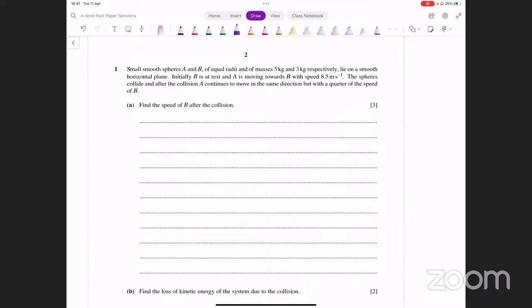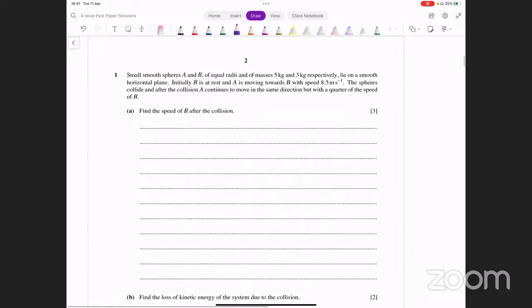So we have small smooth spheres A and B of equal radii and of masses 5 kg and 3 kg respectively. They lie on a smooth horizontal plane. Initially, B is at rest and A is moving towards B with speed 8.5 meters per second. The spheres collide, and after the collision, A continues to move in the same direction, but with a quarter of the speed of B. Find the speed of B after the collision.